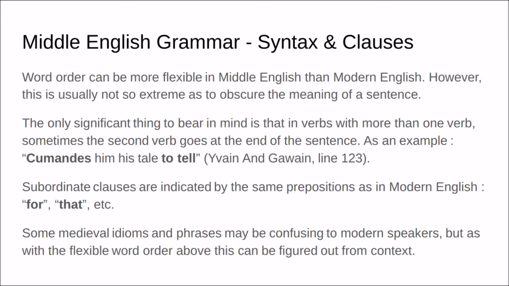Word order can also be more flexible in Middle English than modern English. However, this is usually not so extreme as to obscure the meaning of a sentence. The only significant thing to bear in mind is that in sentences with more than one verb, sometimes the second verb goes at the end of the sentence.